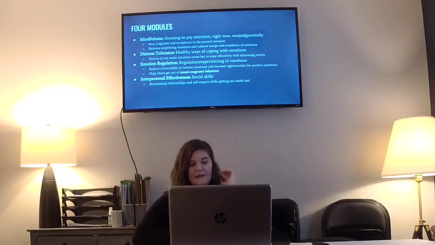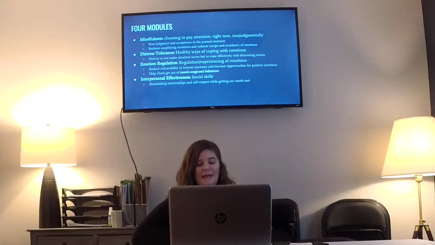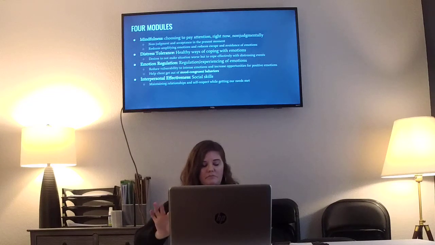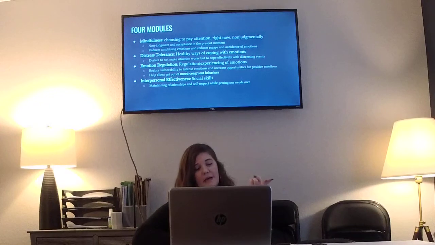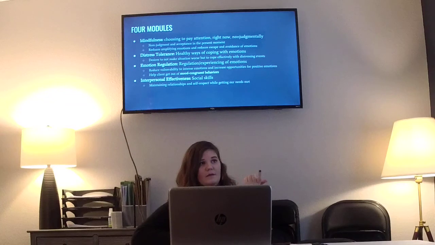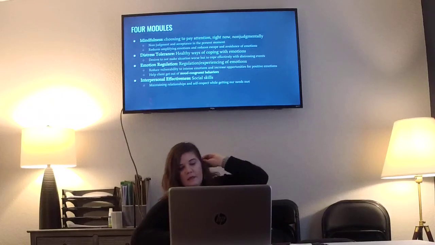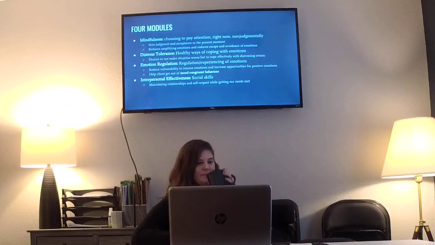So interpersonal effectiveness is going to help us maintain relationships, maintain our self-respect, while simultaneously getting our needs met. And so that's our interpersonal triangle that we talk about. Those are the three components: relationships, self-respect and boundaries, and getting our objectives and our needs met. We're not going more into that today. So those are the four main modules that DBT is built on.